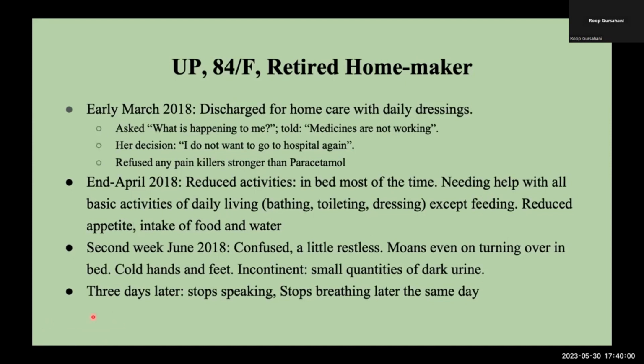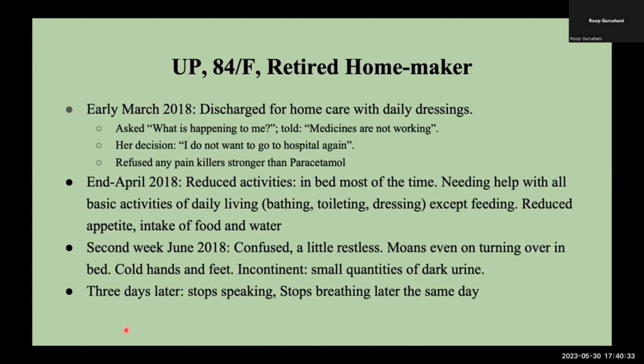About 3 months after this started, after the second course of fairly heavy duty IV antibiotics, it was obvious that the abscesses were not just vanishing. So she was discharged for home care with daily dressings. And she asked herself, what is happening? She was told the medicines are not working, so we are going to try this. Her decision was, I will not go back to hospital again. And she was a pretty strong lady. She refused strong painkillers, only paracetamol once in a while.